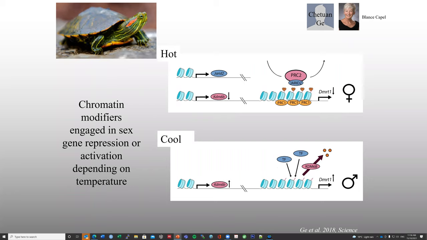And so when JARID2 is upregulated at high temperatures, it methylates the promoter of DMRT1, switches it off, and you get a female phenotype. At cool temperatures, you get KDM6B upregulated. It comes along and strips all those methylation marks off the promoter of DMRT1. DMRT1 gets activated, and you get a male. So basically, what they demonstrated is that there's a fundamental ancient conserved mechanism associated with the release of genes for expression that is involved in sex determination in the turtle. Really exciting stuff.